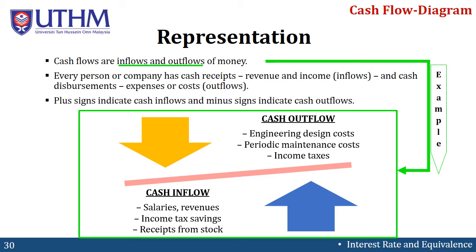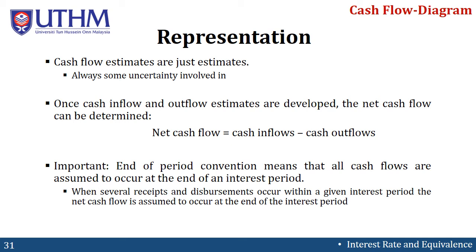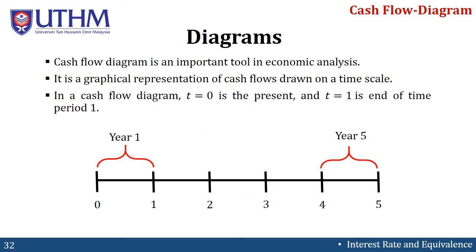And for cash outflow, the arrow is upwards. The examples of cash outflow include all costs and income tax. The cash flow estimates are just estimates, which means that there is some uncertainty involved. So the net cash flow means cash inflow minus cash outflow. This is important to understand the cash flow diagram. Okay, now we go for the cash flow diagram. Cash flow diagram is an important tool in economic analysis. It is a graphical representation of cash flow drawn on a time scale.